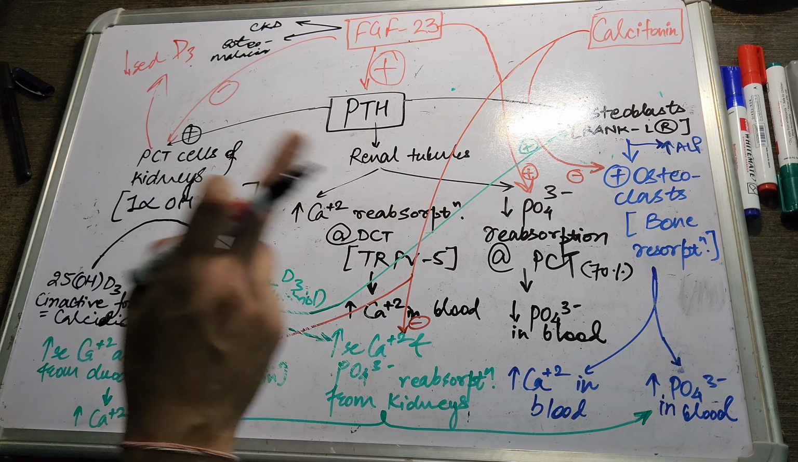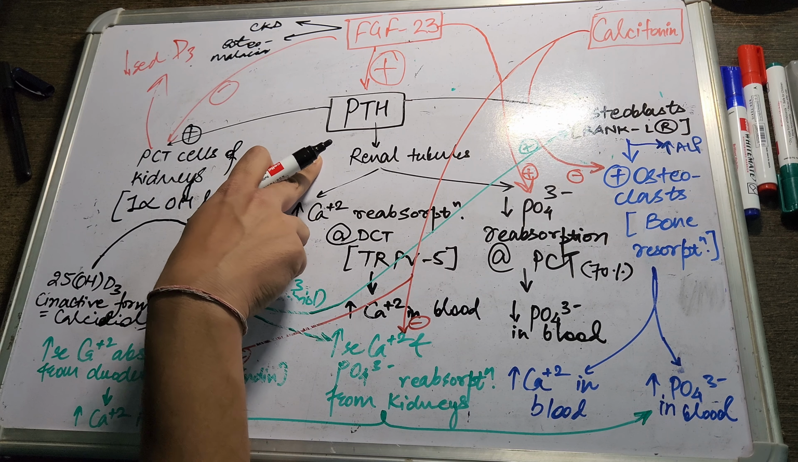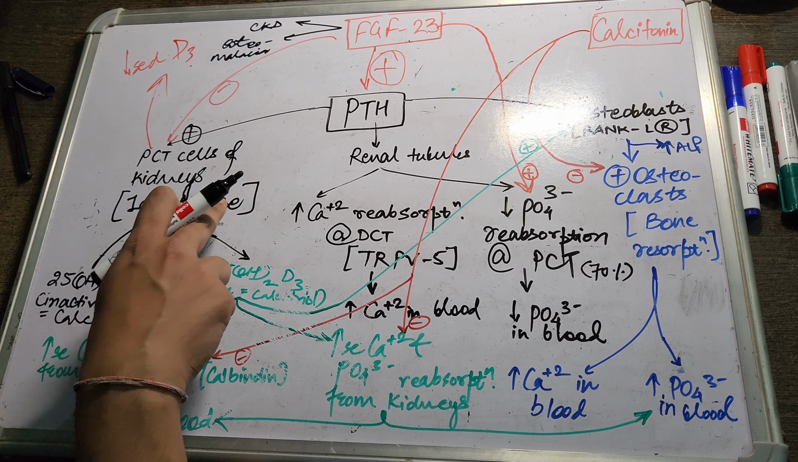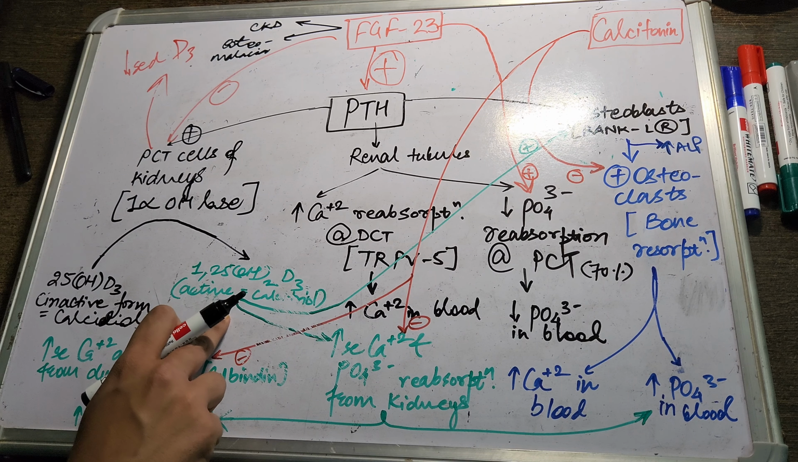Okay, now summarize. Do not look at this whiteboard as a whole. See where my finger is pointing and understand one by one. First, talking about parathyroid hormone, it acted on the PCT cells of kidney, helped in forming active vitamin D3, and active vitamin D3 did what?